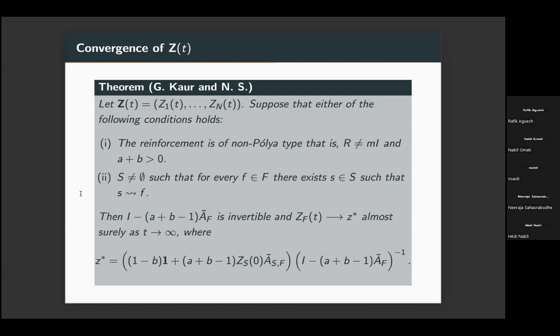In that case, we get that this vector, where Z1t is the fraction of white balls in urn 1, Z2t is the fraction of white balls in urn 2 at time t, and so on. I'm looking at this vector because I'm interested in what is happening as time goes to infinity across urns. Then this Zt has a limit which is given by this Z star. So Zt converges almost surely under these two conditions. And of course, I have written ZFt because only the composition of flexible urns is going to change.